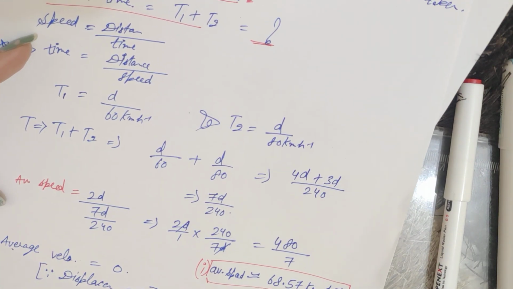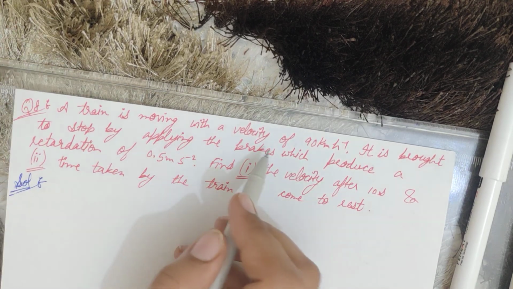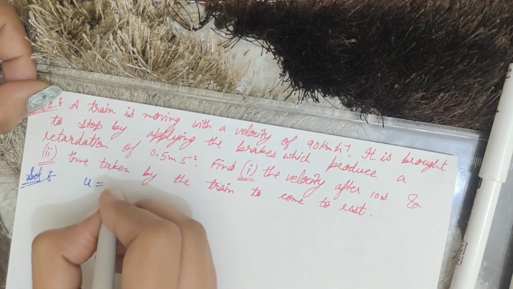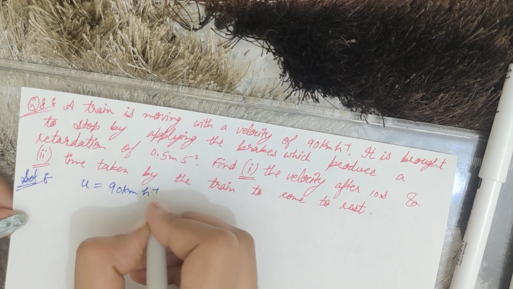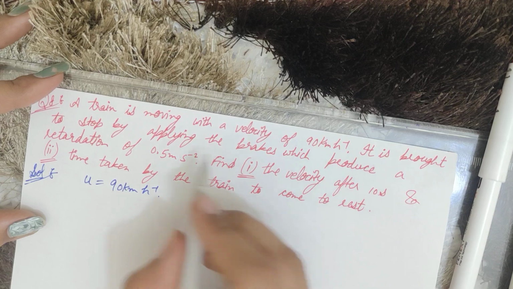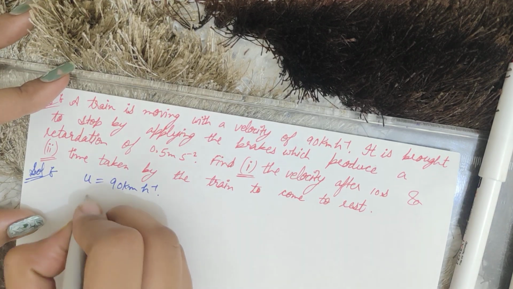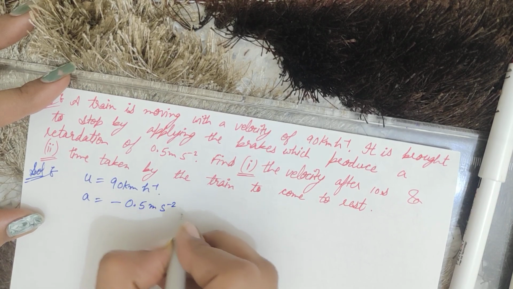Next, numerical number 8. A train is moving with a velocity of 90 km per hour. The train is moving with the initial velocity given, 90 km per hour. It is brought to a stop, meaning it is stopping after applying the brakes to produce a retardation. Retardation is given, which means we need to use the negative sign here.